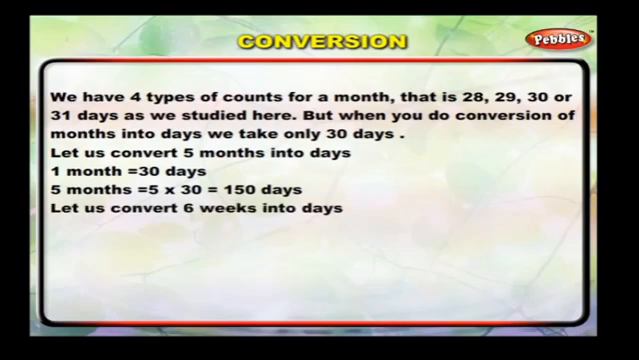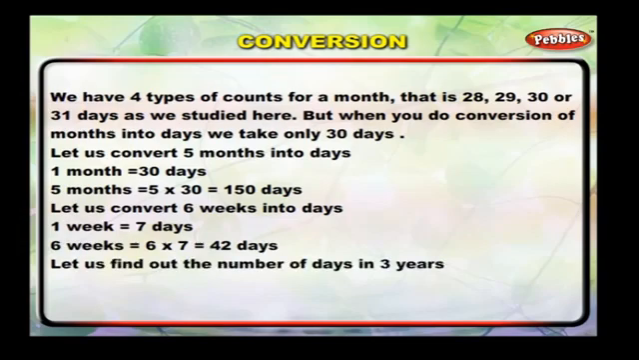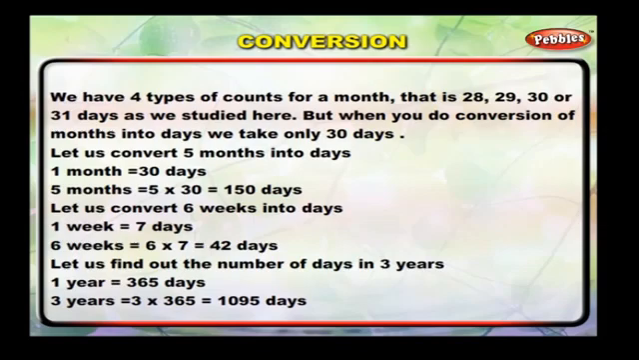Let us convert 6 weeks into days. 1 week is equal to 7 days. 6 weeks is equal to 6 into 7, which is equal to 42 days. Let us find out the number of days in 3 years. 1 year is equal to 365 days. 3 years is equal to 3 into 365, which is equal to 1095 days.